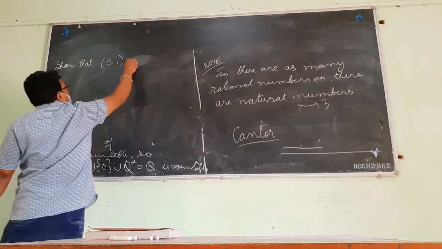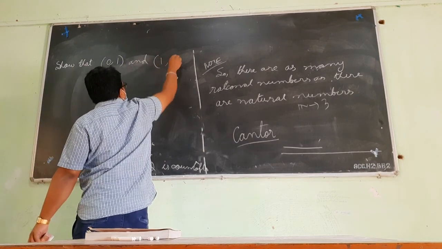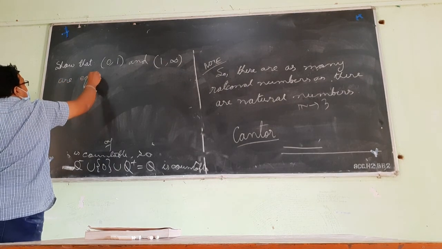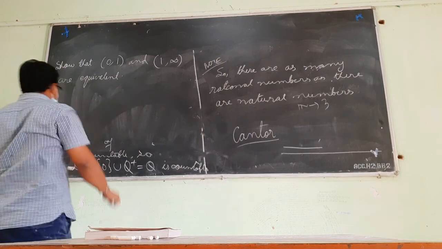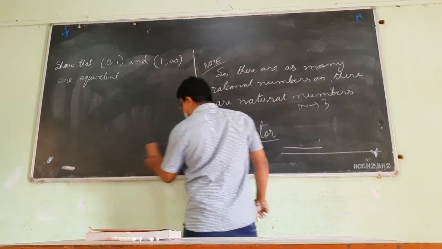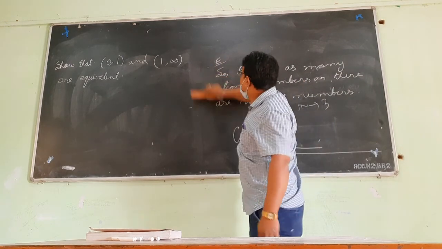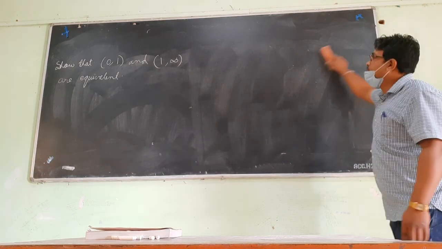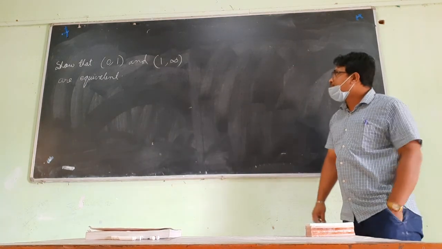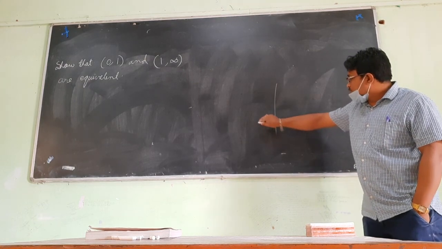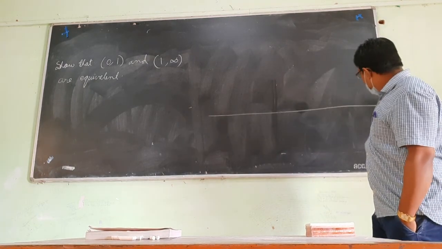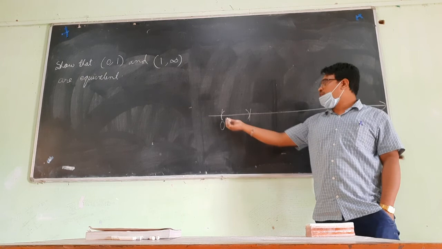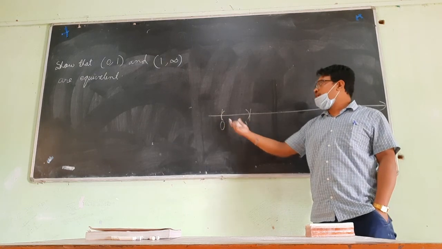So the open interval (0, 1) and the open interval (1, infinity) are equivalent. Equivalent means they have the same number of points. That means you can construct a bijection. The open interval (0, 1) is only this region, 0 to 1, and all real numbers in it are there.